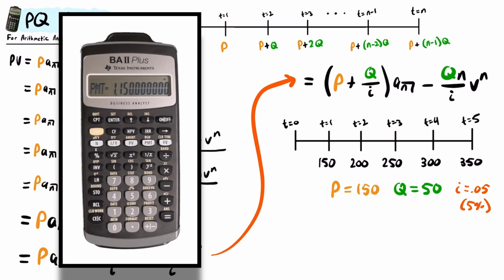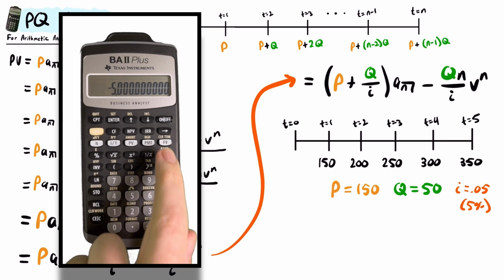We're going to let the future value be negative Qn divided by I. So let's do 50 times N, that would be 50 times 5. So I'll punch in 50 times 5, hit equals, and then we'll divide it by the interest rate. So once again, you want to divide by 0.05, hit equals, but don't forget to make it negative. So hit the plus or minus sign, and now it's negative, okay? And so that's the future value.